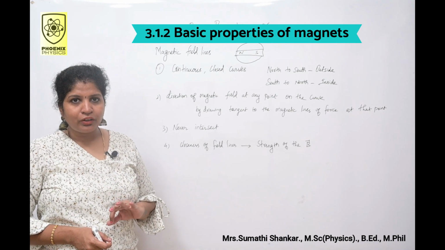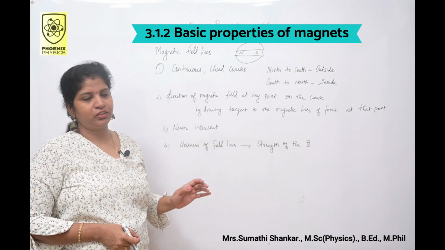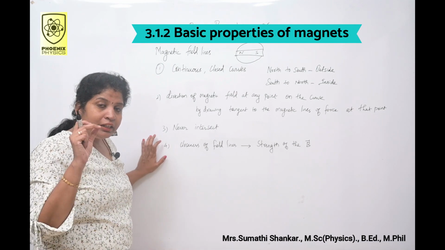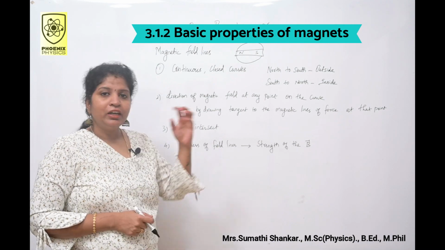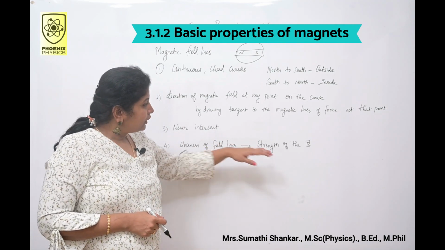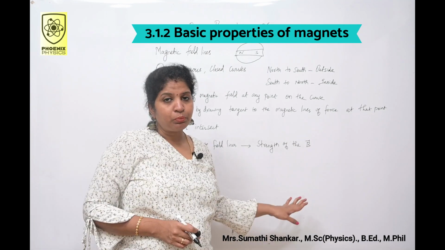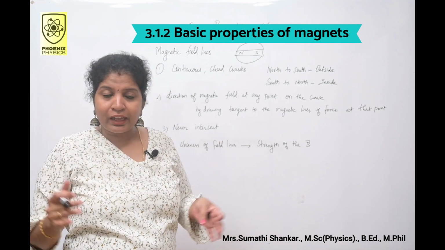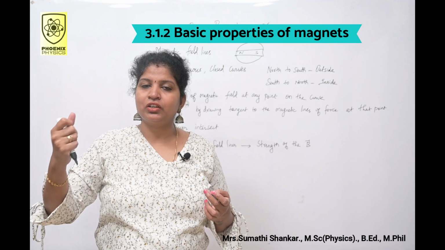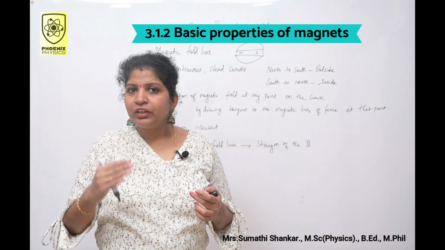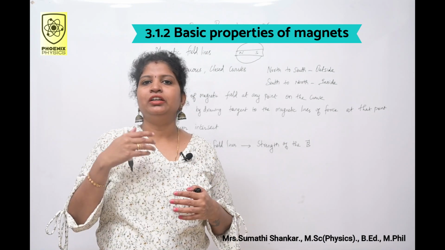Another important point, magnetic field lines never intersect. Then the degree of closeness of the magnetic field lines determines the relative strength of the magnetic field. Suppose the field lines or lines of force are crowded, magnetic field strength is more. The field lines are thin means magnetic field is weak.